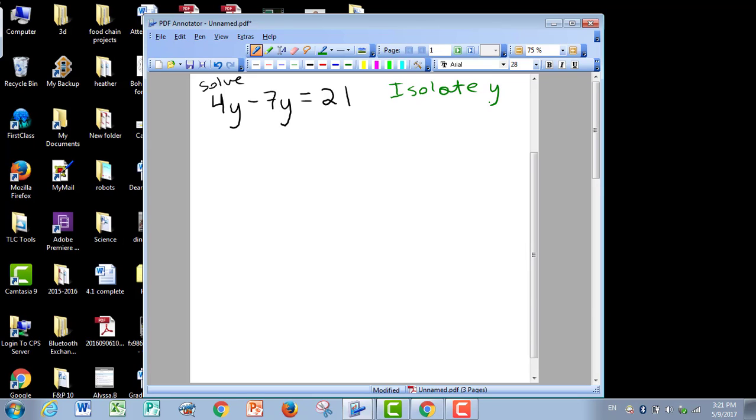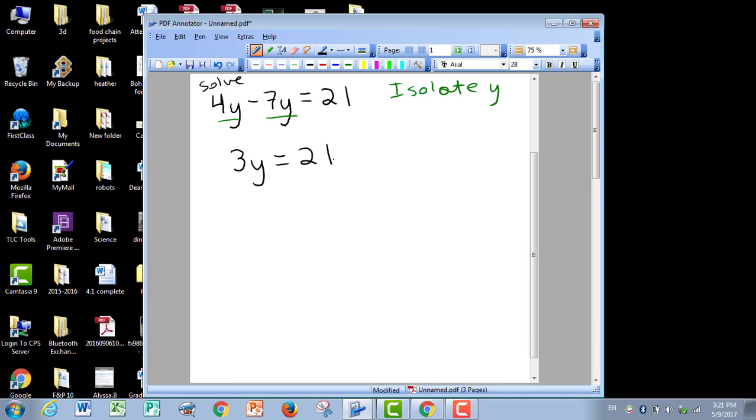Get y by itself. There are two different terms with y in them, so we need to combine them. These happen to be like terms because they both just have one y, so we go 4 minus 7, and we get 3y equals 21. And now, this is 3 times y equals 21.